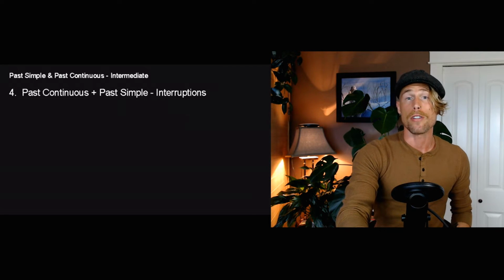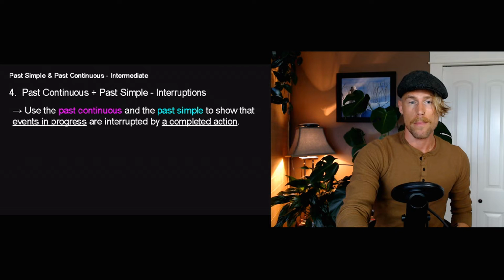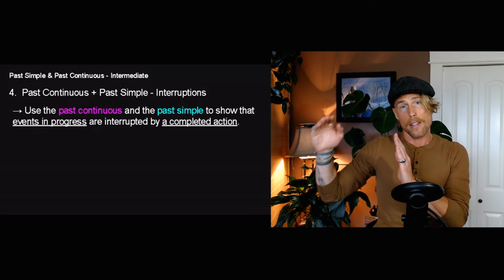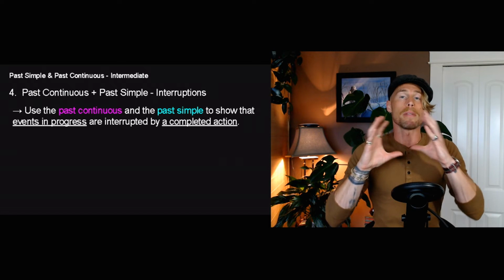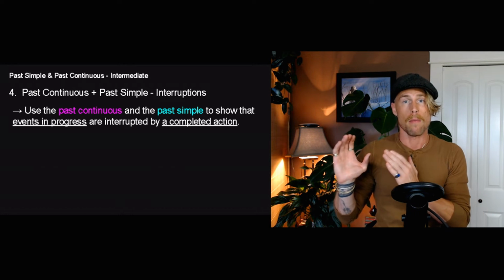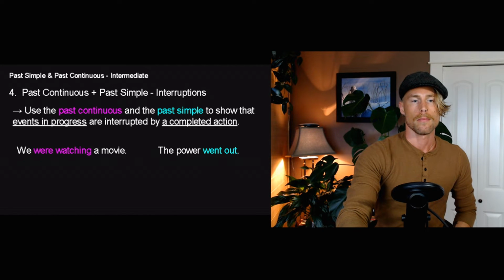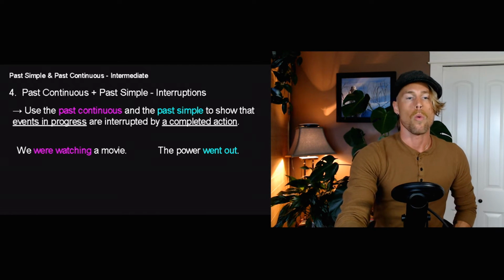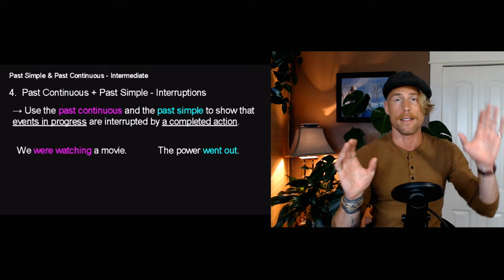Let's talk about interruptions. Use the past continuous and the past simple to show that events in progress are interrupted by a completed action in the past. Both are in the past. So, two statements. We were watching a movie. The power went out. No electricity, no light, no TV, nothing.